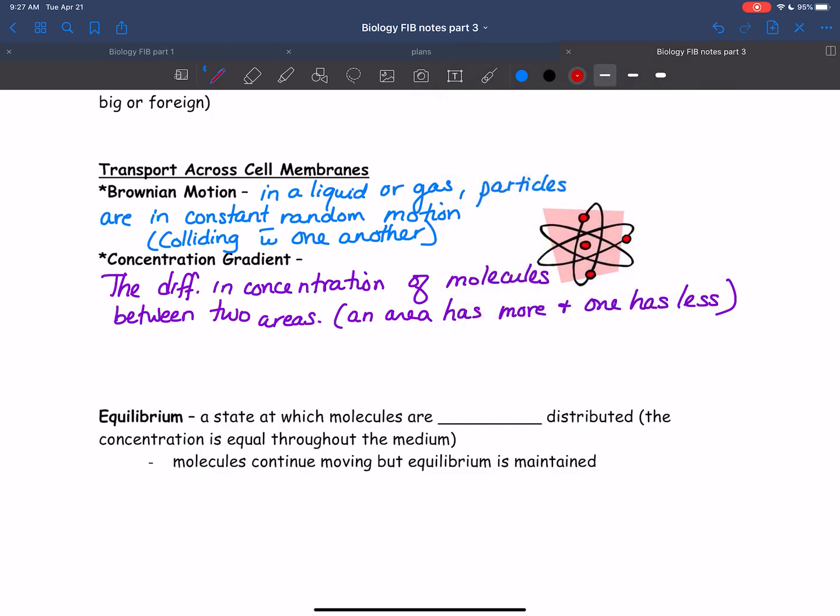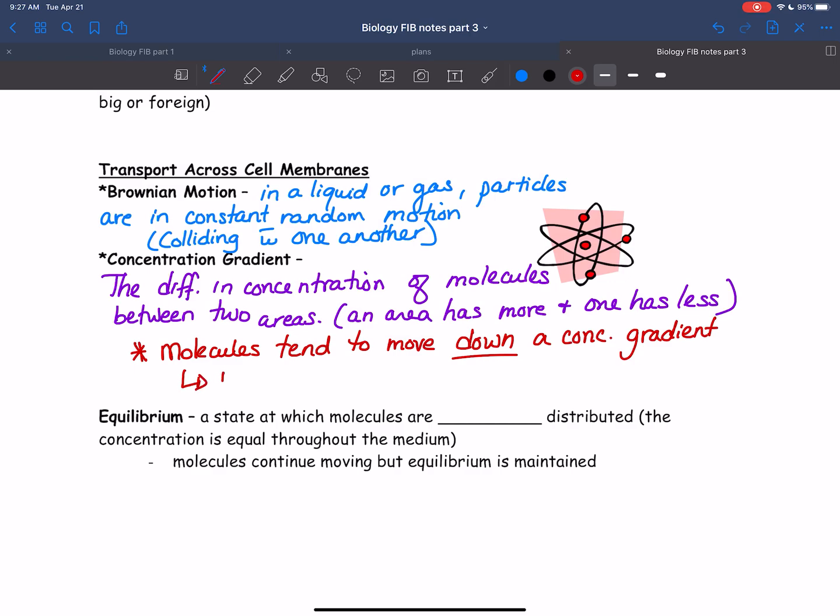And so the path of movement of molecules is always down a concentration gradient. So molecules tend to move down a concentration gradient. What does that mean? What that means is they always will go from an area of high concentration to an area of low concentration.